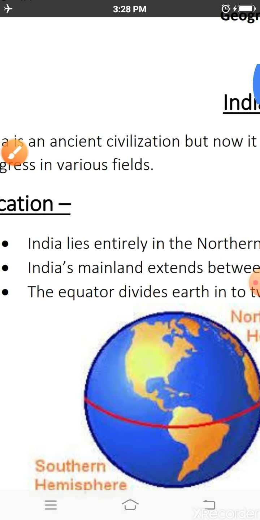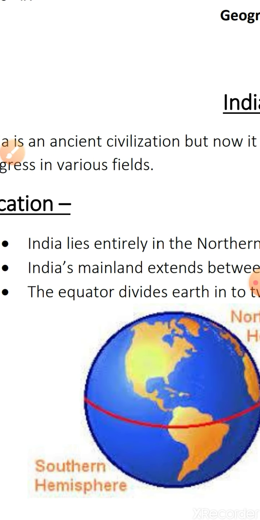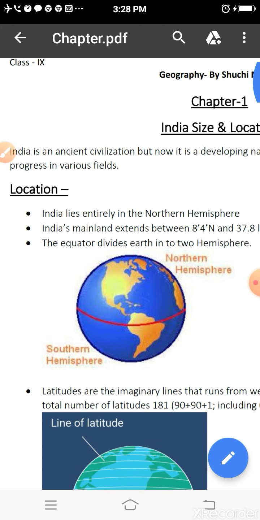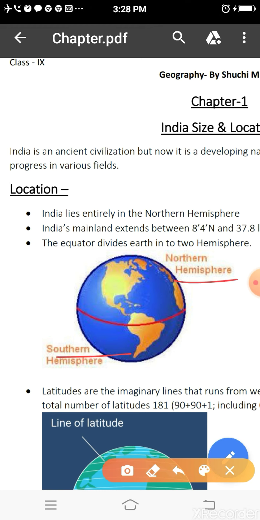After this, if you look over here, you will find that the equator divides our earth into two hemispheres, the northern hemisphere and the southern hemisphere. If you see the length of the equator, it is around 12,756 kilometers. It means it is the equatorial diameter of the earth.